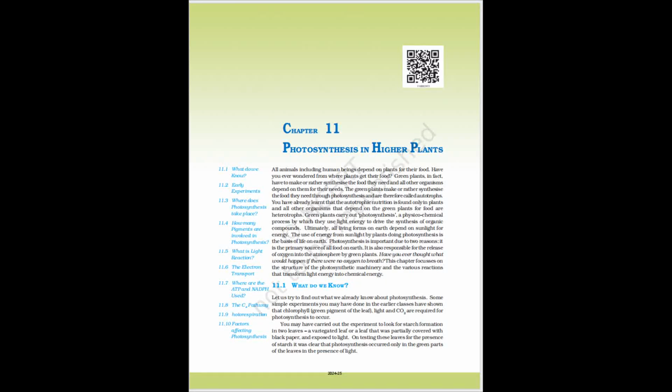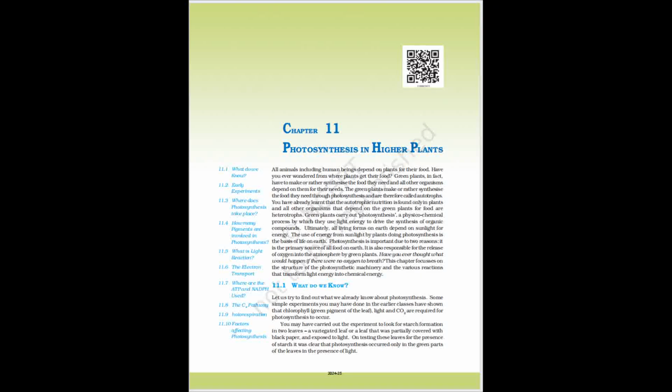Figure 11.8. The Calvin cycle proceeds in 3 stages. 1. Carboxylation, during which CO2 combines with ribulose 1,5-bisphosphate. 2. Reduction, during which carbohydrate is formed at the expense of the photochemically made ATP and NADPH. And 3. Regeneration, during which the CO2 acceptor ribulose 1,5-bisphosphate is formed again so that the cycle continues.